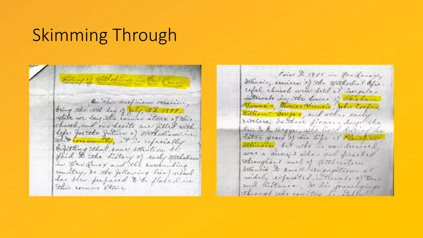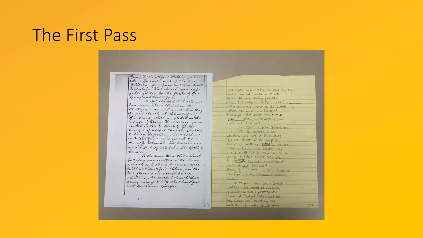These personal names were familiar to me because of other documents I've worked with from the New Lenox Public Library, and they gave me a good starting point when deciphering certain letters. Once I've finished this first skim through, I'll start making my transcription. During this first transcription pass, I'll leave underlined blank spots in my transcription for any words that I'm unsure of.